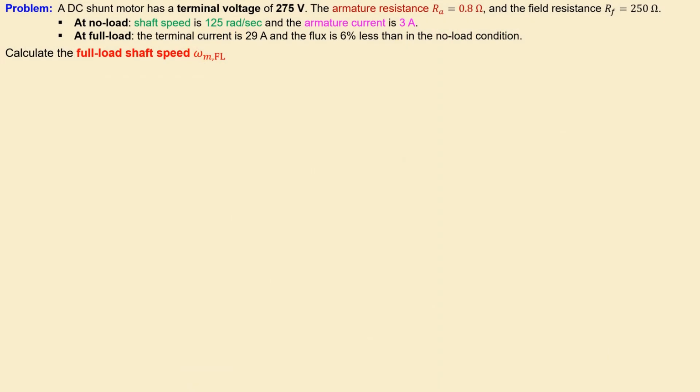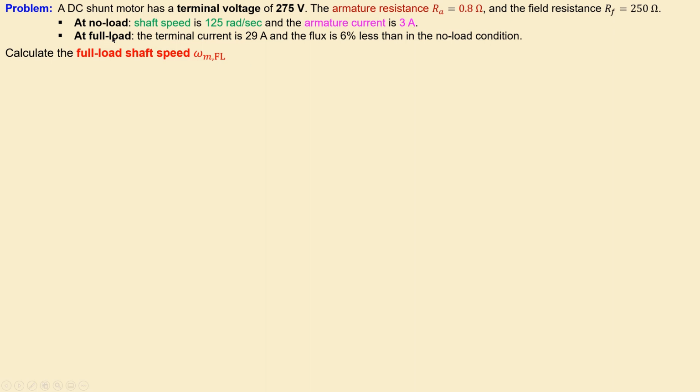A DC shunt motor has a terminal voltage of 275 volts. The armature resistance is 0.8 ohms and the field resistance is 250 ohms. We also have, in addition, two conditions. One at no load, where the shaft speed is 125 radians per second, and the armature current is given, that is 3 amperes.